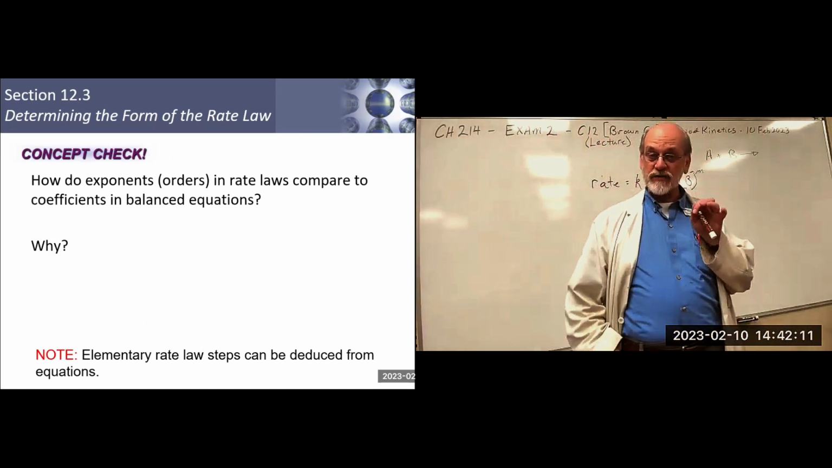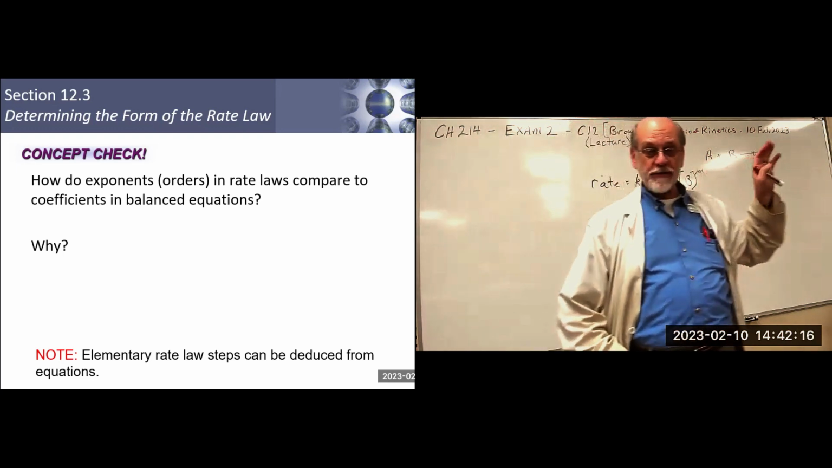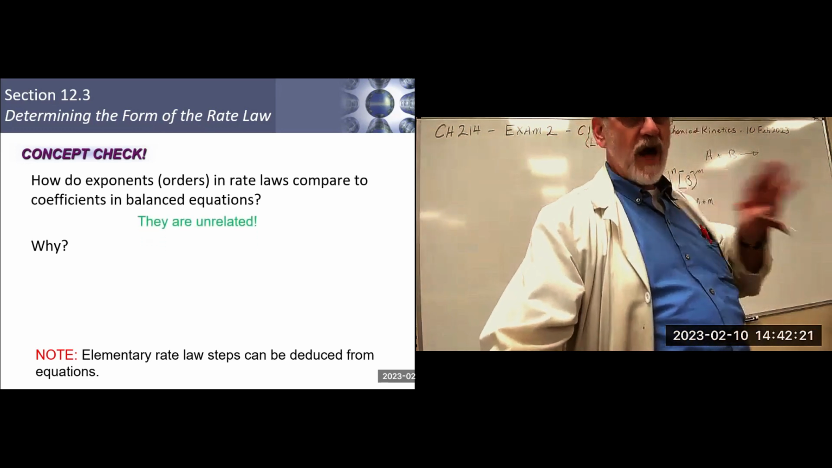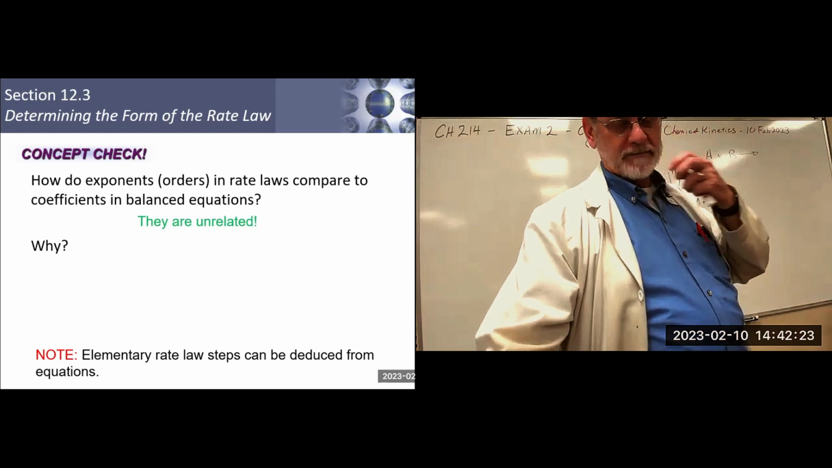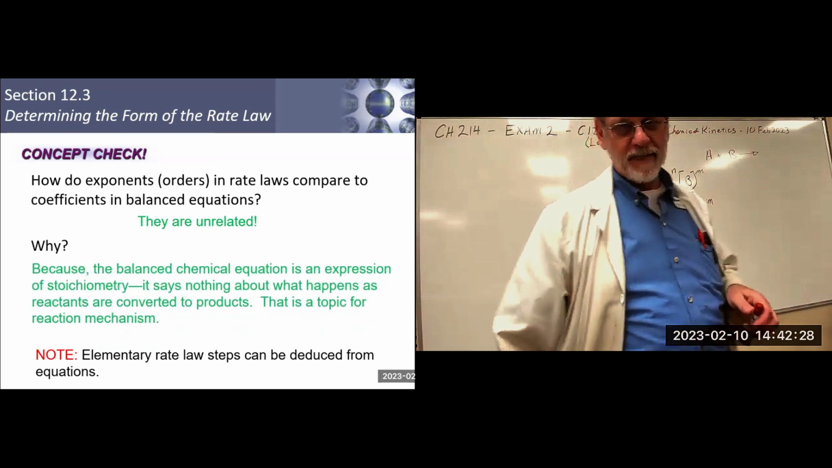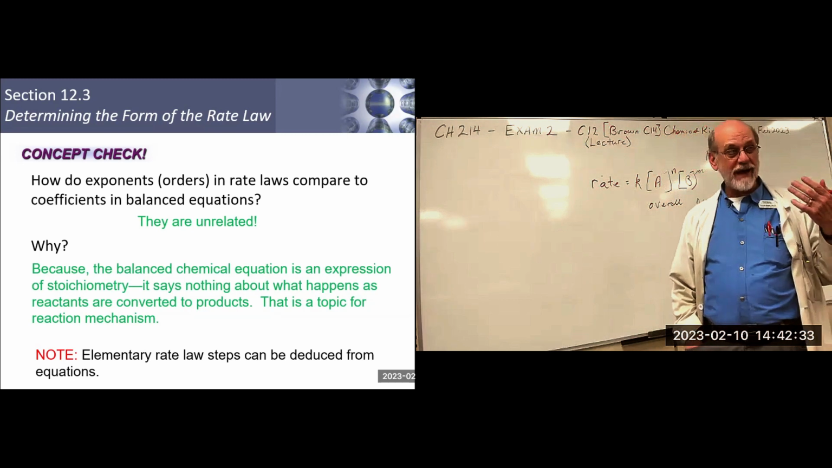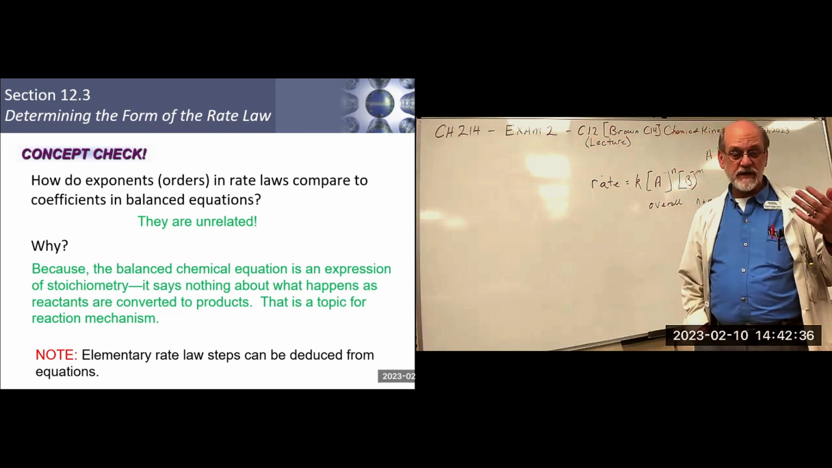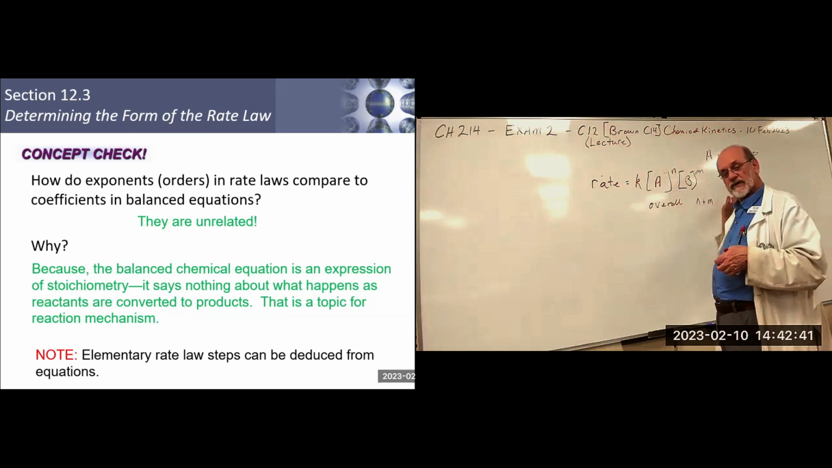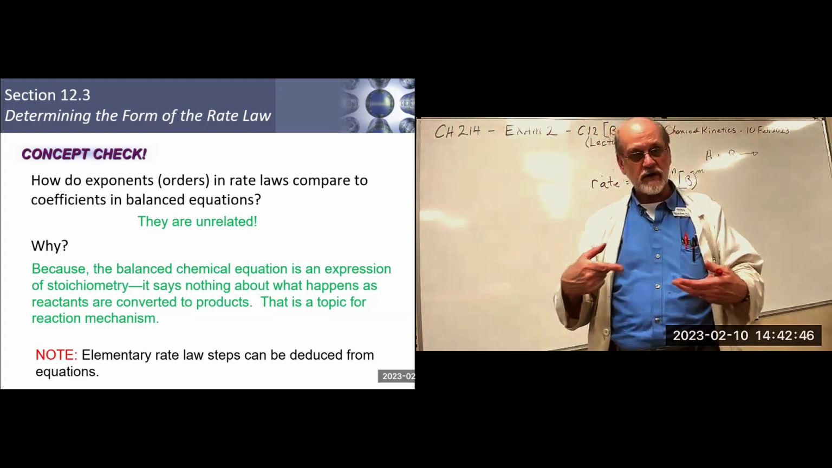The question is, how do exponents, these orders in the rate law, compare to coefficients in the balanced equation? They don't. They're not related at all, as far as we're concerned at this point. Primarily because the balanced chemical equation is an expression of stoichiometry. How much of this yields how much of that? It doesn't matter how fast it happens. This is an equilibrium process that we're talking about.